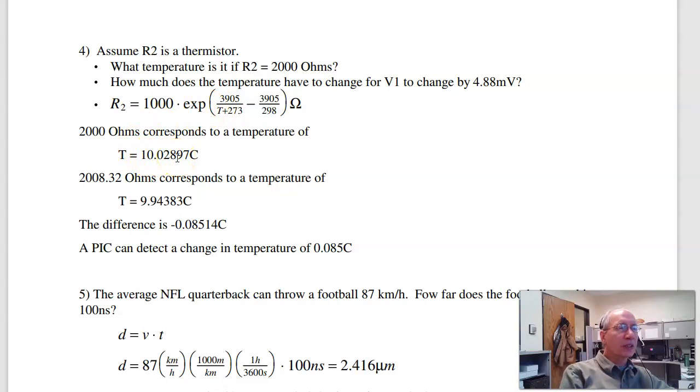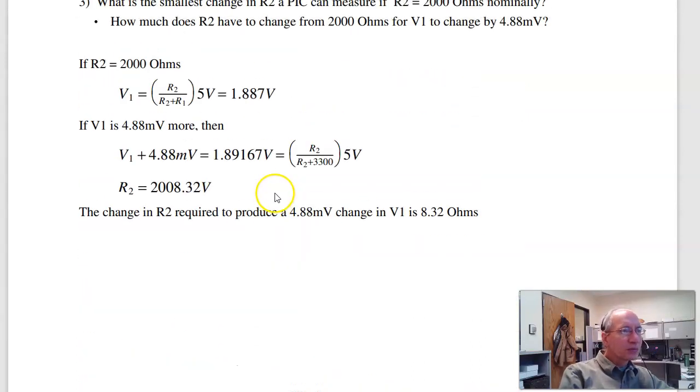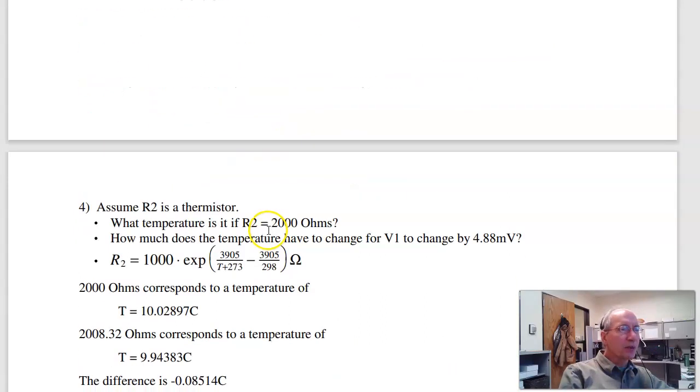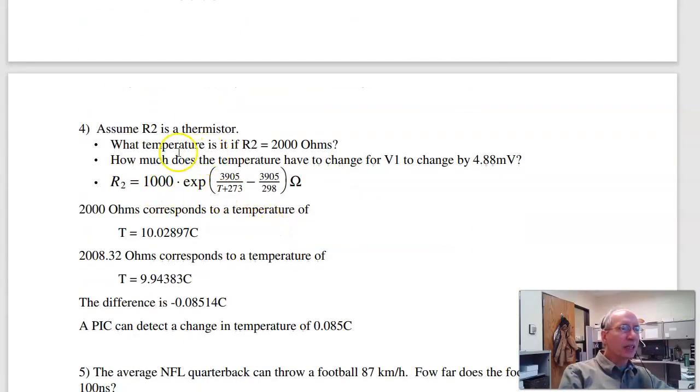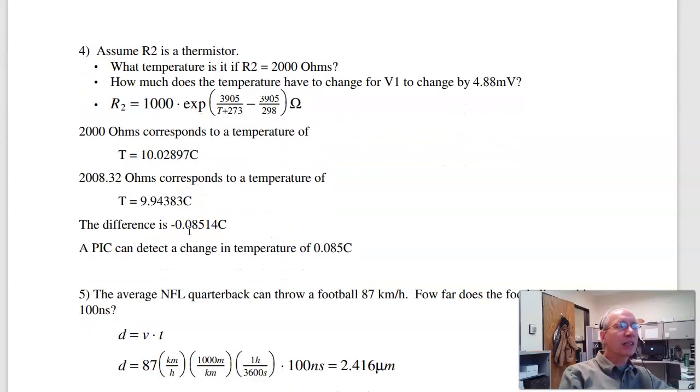So if I measure whatever the voltage was, 1.887 volts, I know that R is 2000, I know the temperature is 10 degrees. I've got a temperature sensor. And that's kind of how the digital temperature sensors work, like in your thermostat.